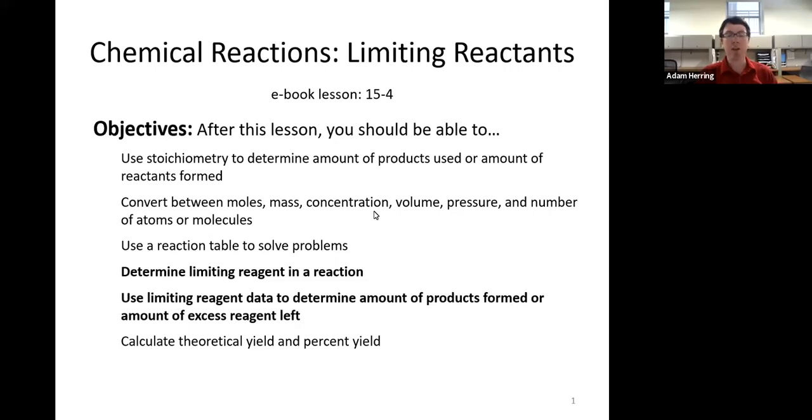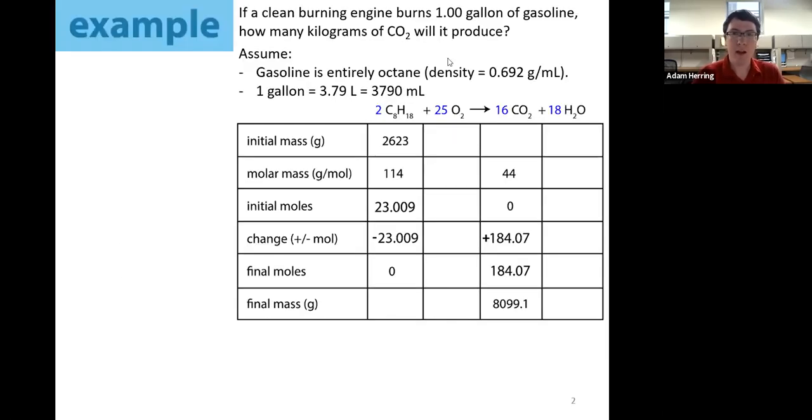Welcome back. In this video, we're going to continue looking at chemical reactions, and we're going to focus on determining and using limiting reactants, also referred to as limiting reagents. In a previous video, we did this calculation where we took 1 gallon of gasoline, we combusted it with oxygen, and we evaluated how much carbon dioxide would be produced.